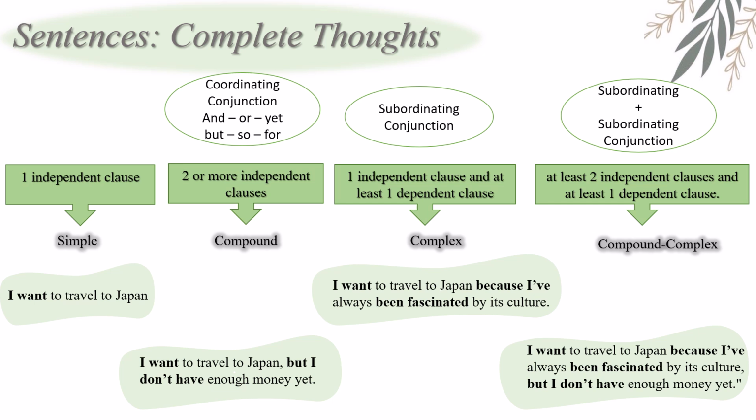And finally, the compound complex sentences, which consist of at least two independent clauses and at least one dependent clause. For example, I want to travel to Japan, my first independent clause, because I've always been fascinated by its culture, my first dependent clause, but I don't have enough money yet, my second independent clause.